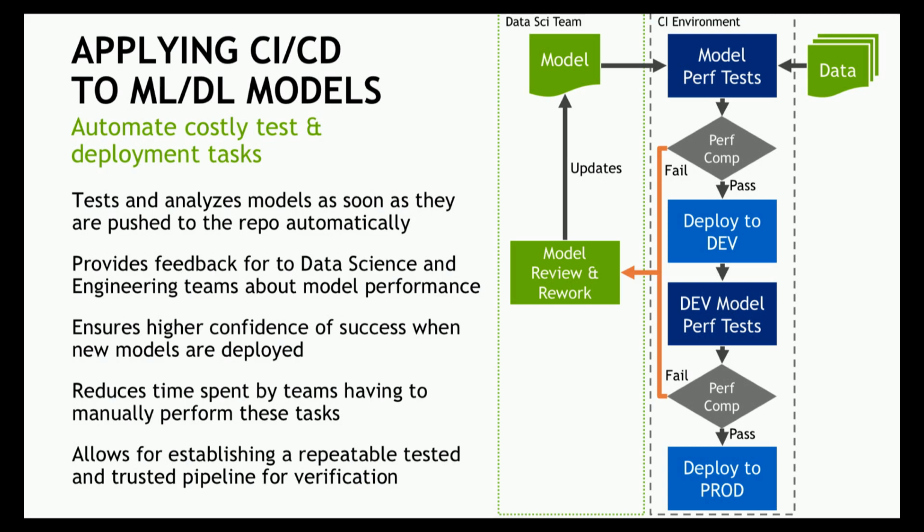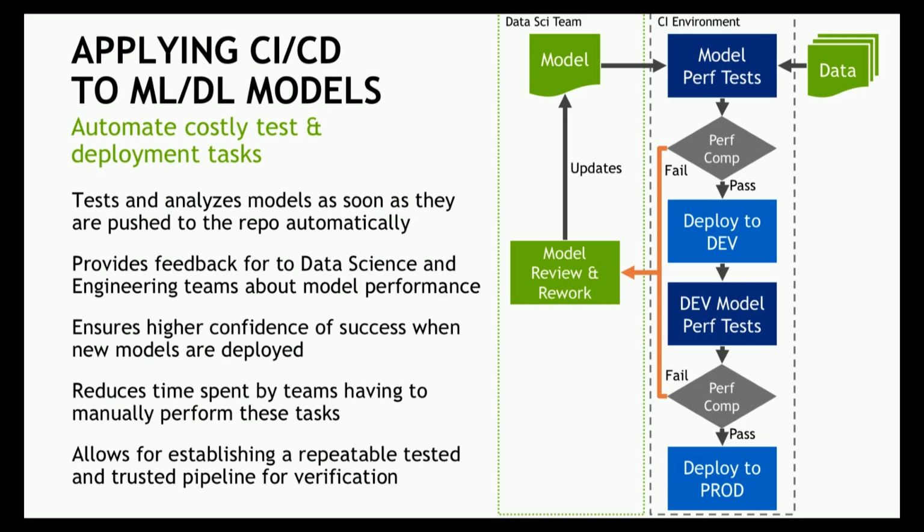So once the new model gets updated, it's basically treated like code. Pull that into the CI environment. You do the performance tests on it. You've got your sample data, your test data, that kind of stuff. Whatever accuracy comes out of that, you have some kind of decision point, right?